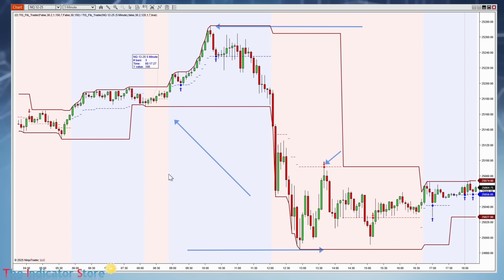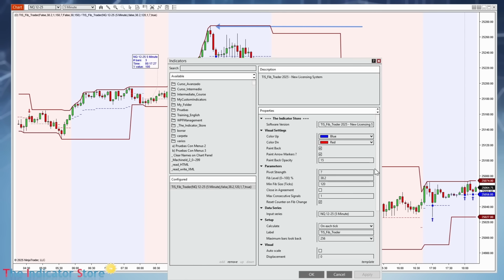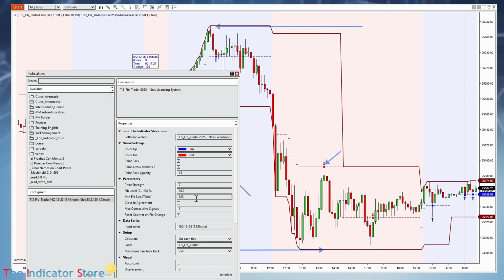Okay, and let me check. We can also set, let's remove all the filters. Okay, so we get a lot of signals. Minimum fib 0, no unlimited, and also we don't reset nothing.